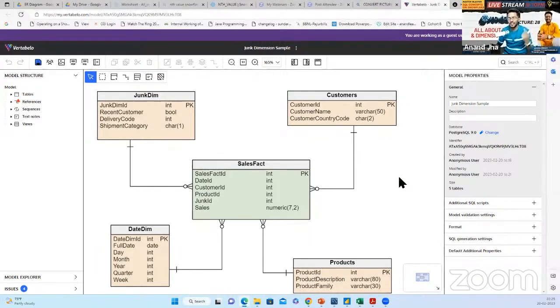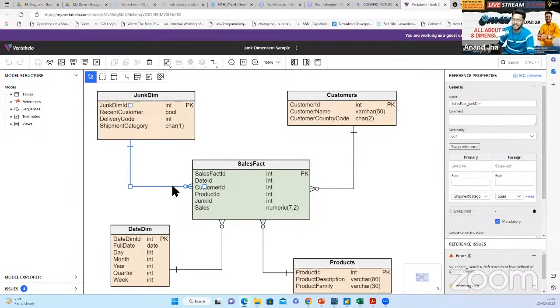Now tell me, what does this arrow indicate? This is very important. In the Wednesday class, I'll be teaching about the ER diagram. So this has a very important relation. See, automatically it is highlighting. If you put the cursor on it, it will automatically highlight.